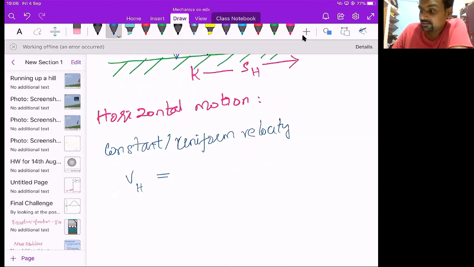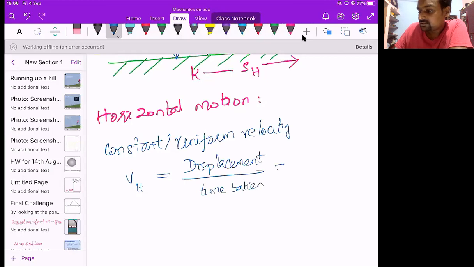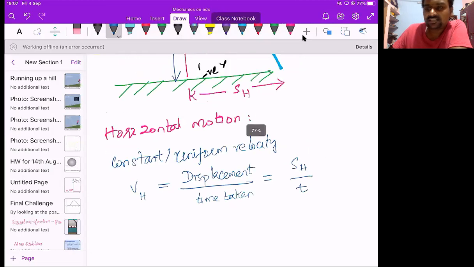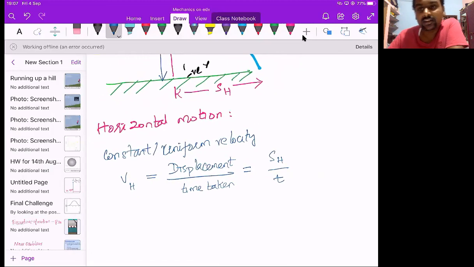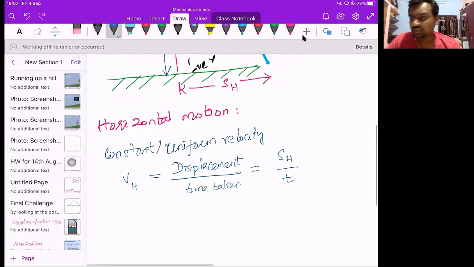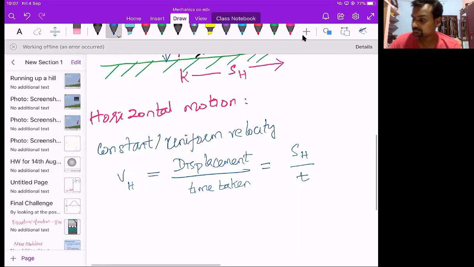So this is given by displacement divided by time taken. That is equal to SH divided by T in terms of symbols. Though I told you it is distance, since it's happening in only one direction, the distance and the displacement will both be equal in magnitude.